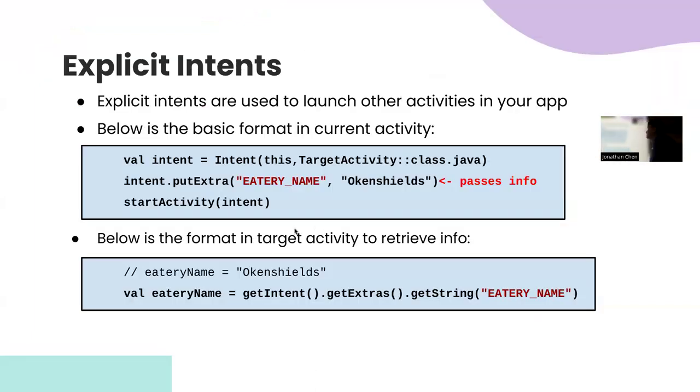Yeah. So explicit intents, the syntax is a little weird. I wouldn't recommend trying to memorize this. I would instead look in the textbook for the actual nitty-gritty syntax. But basically, the most important use of explicit intents is to launch other activities in your app. So if you say val intent equals Intent, the two parameters, one is this, basically just referring to the current context, as in the current screen. And then the target activity is the one you want to navigate to.